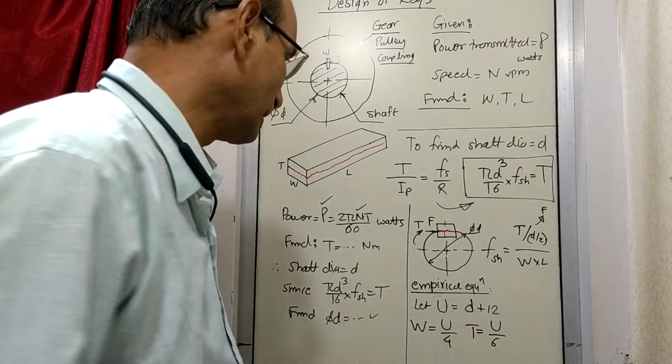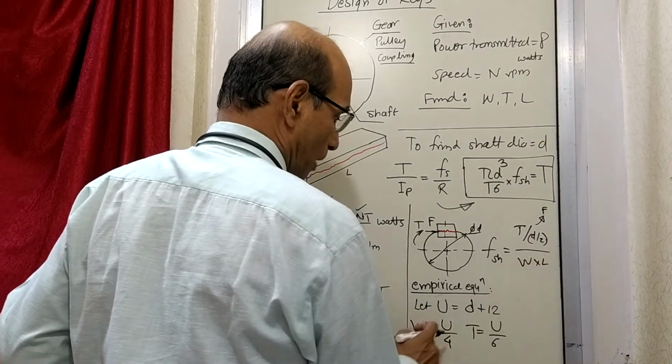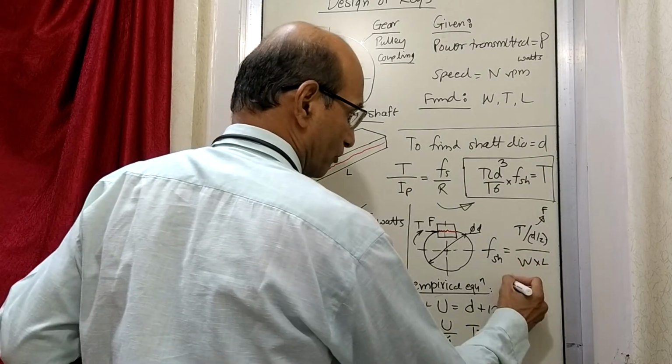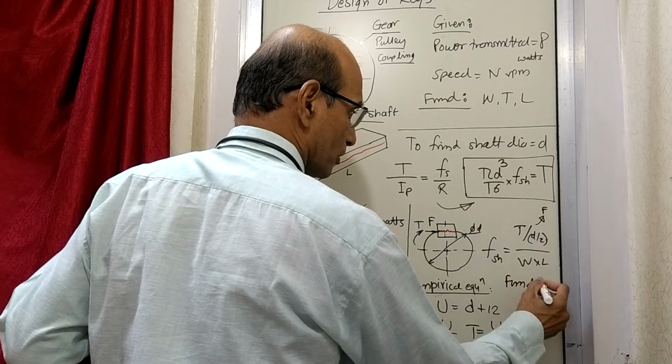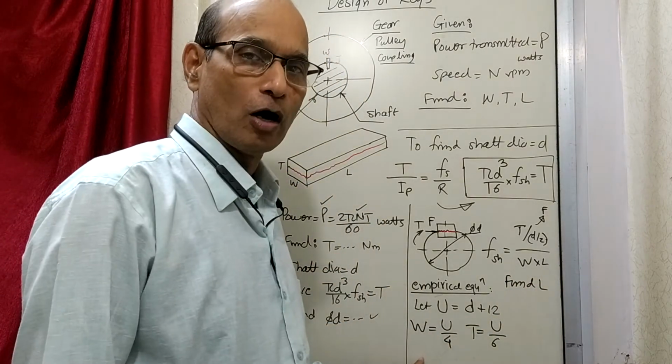Now, after you get a dimension, L is still not found out. So by making use of W here, you can find out L. First thing is, you find out how much length L you require, because W you have obtained by this equation.